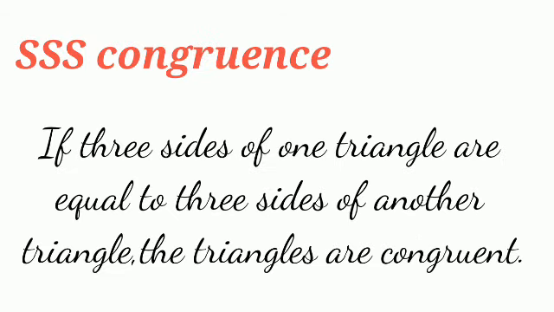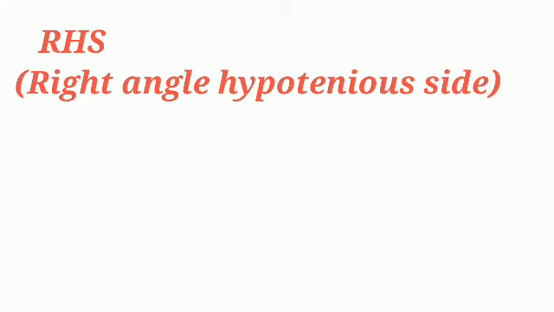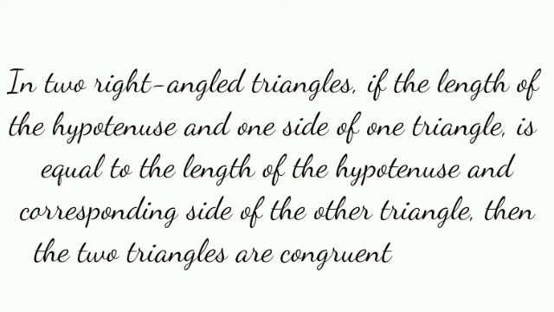Next one is SSS congruency. If three sides of a triangle are equal to three sides of another triangle, these triangles are called congruent. Last rule is RHS rule. For two right angle triangles, if the length of the hypotenuse and one side of one triangle are equal to the length of the hypotenuse and the corresponding side of the other triangle, then the two triangles are congruent.